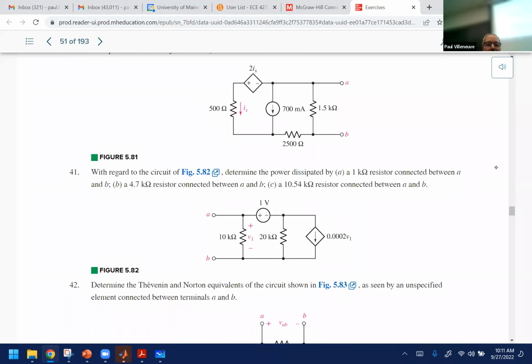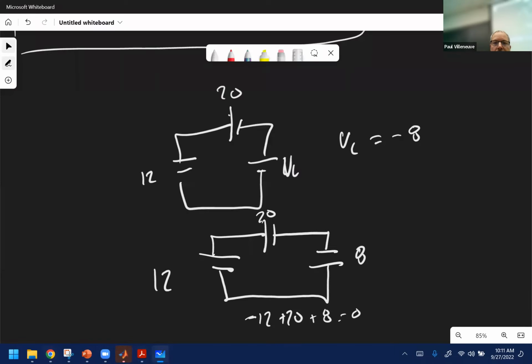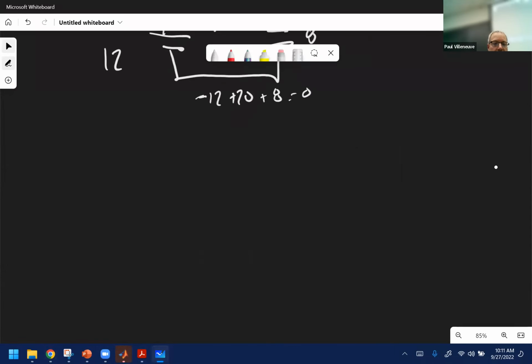So let's do 41, which says, find... Well, we want to do Thevenin and Norton, so we can just use this as a template. We don't care about the power dissipated. If we add a 1K ohm resistor or 4.7, once we have the Thevenin and Norton, it's fine. You want to do Norton, Thevenin, or both? Okay, which one do you want to start with? All right, so let's see.